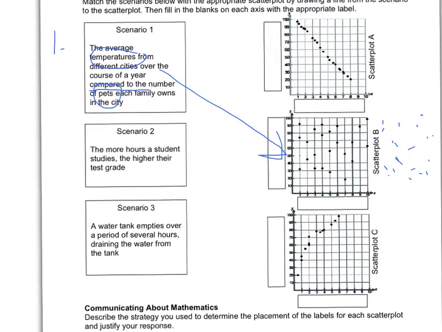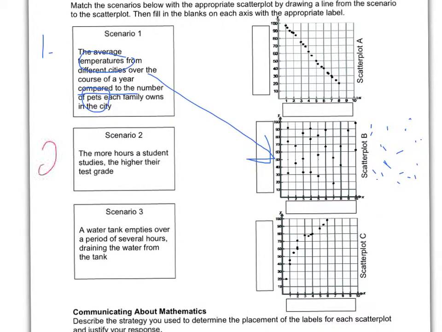Okay, let's go ahead and look at problem number 2. Problem number 2 is talking about the more hours a student studies, the higher their grade is going to be. These are both positive numbers, which means that they are going to increase. Find the graph that increases. This one. As your data on the x-axis increases, goes up, your data on the y-axis also increases, which means you're going to have a positive correlation.